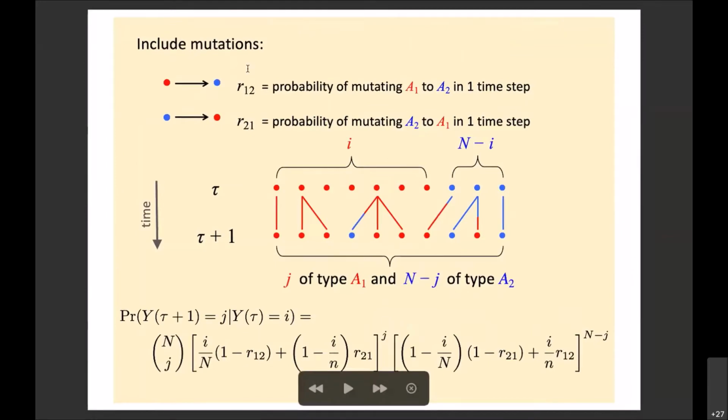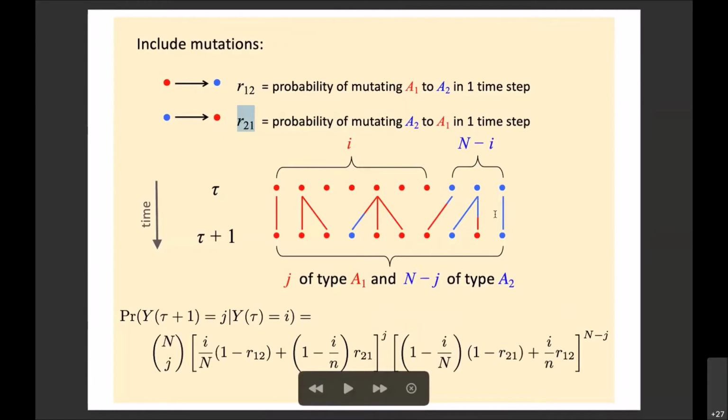So we'll introduce 2 more parameters. The probability of mutating from type A1 to A2, I'll call R12. The probability of mutating from A2 to A1, I'll call R21. And so there's a mutation from 1 to 2 on that branch. And over here, there's a mutation from type 2 to type 1.